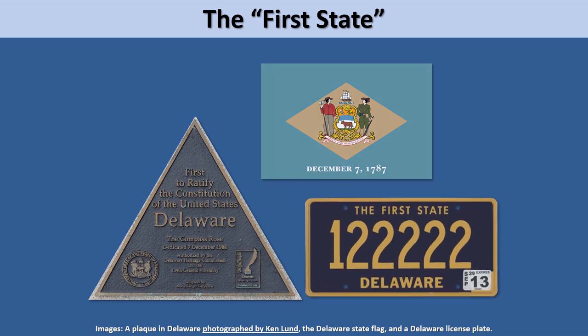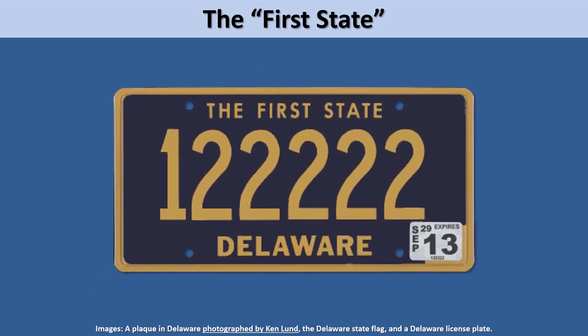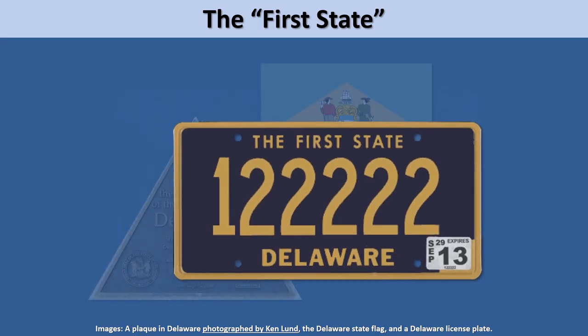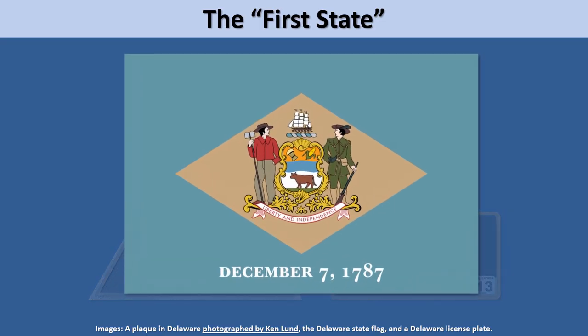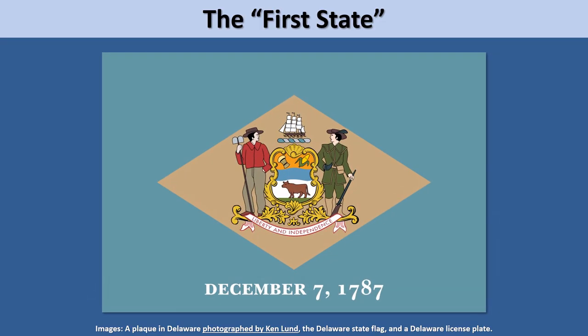Many Delaware license plates display the nickname, "the First State," as another reminder that Delaware was the first to ratify the Constitution. The people of Delaware voted to approve the Constitution the same year it was written, 1787. The date Delaware ratified the Constitution is included on the state flag. December 7th, 1787, is printed in white along the bottom of the banner. The Delaware flag also displays the words Liberty and Independence on a white ribbon in honor of the role Delaware played in the Revolutionary War and in the founding of U.S. government.